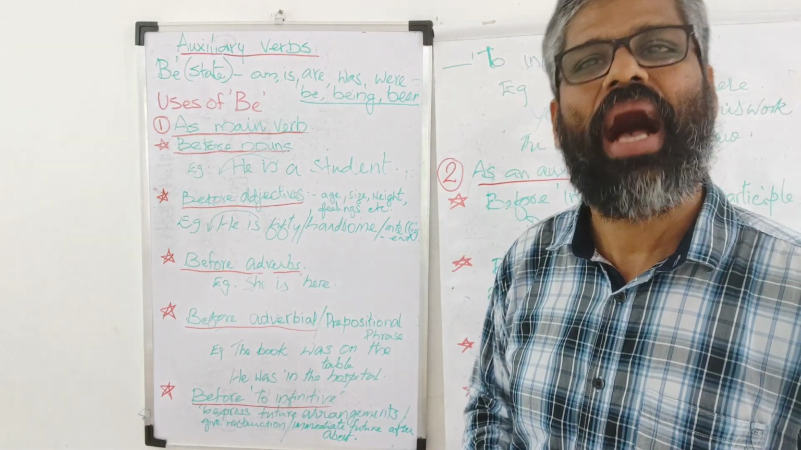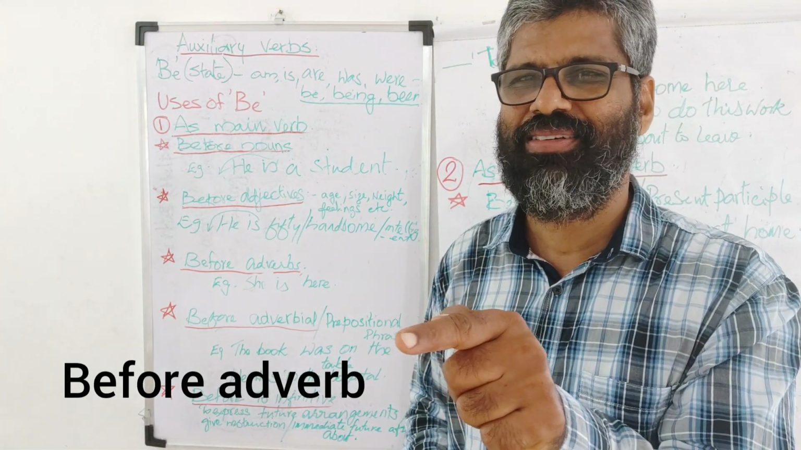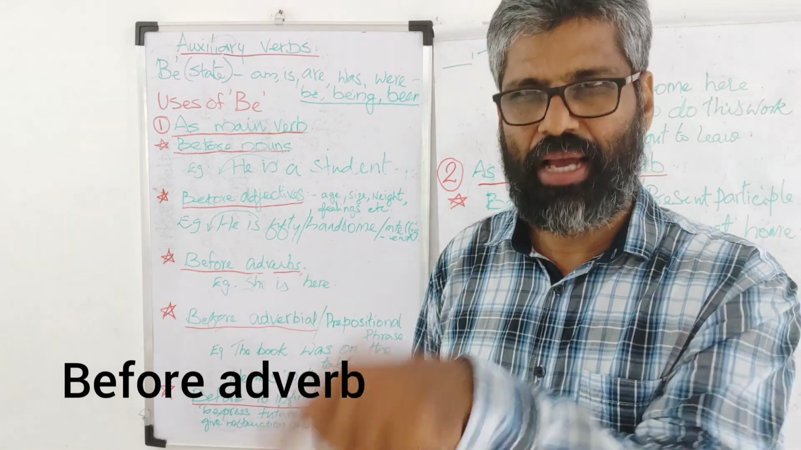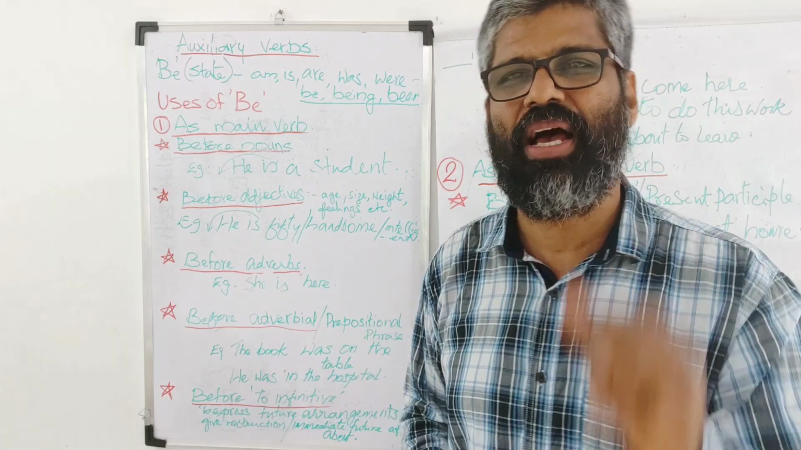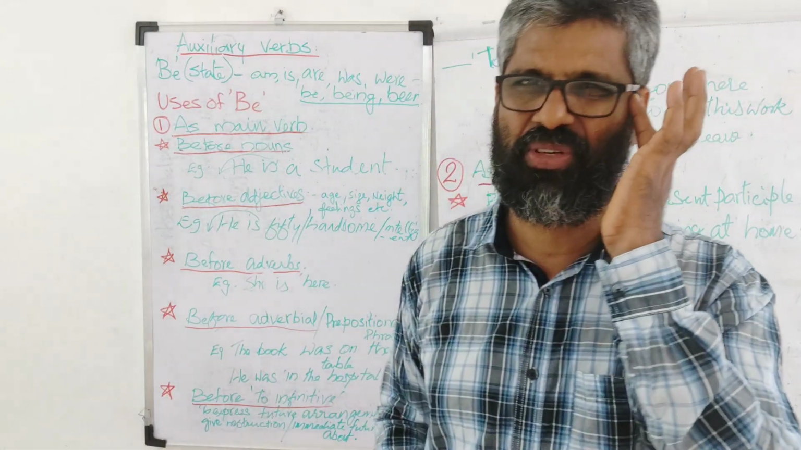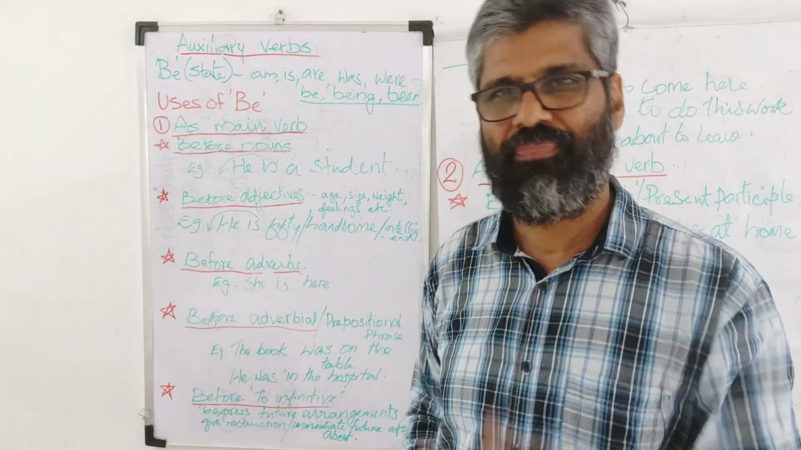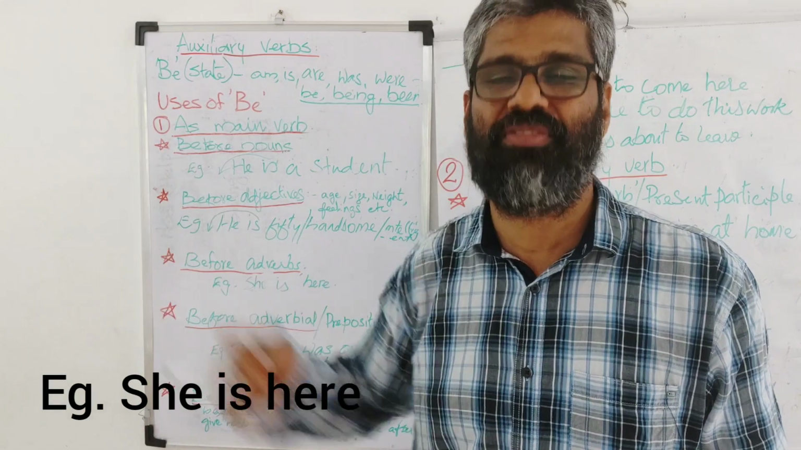Another, before adverbs. You know what is an adverb? An adverb qualifies a verb, another adverb or an adjective. In three ways adverbs are formed. Here, one simple, very few examples you can take. She is here. Here is an adverb. It's an adverb of place.